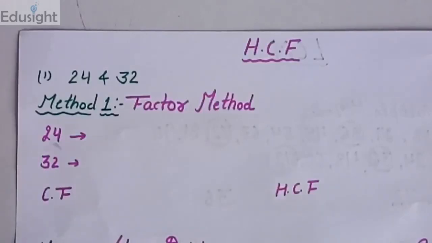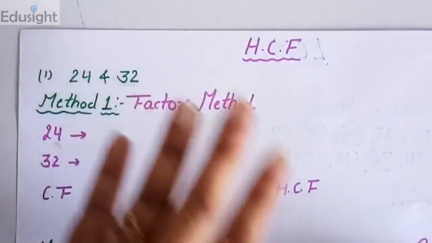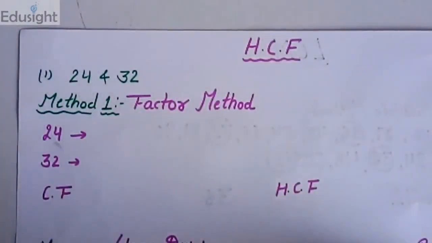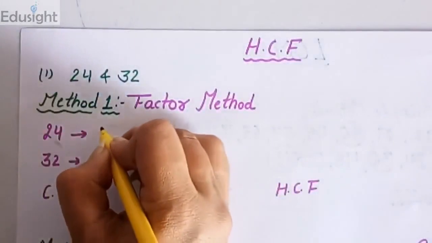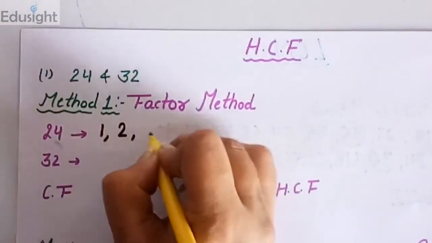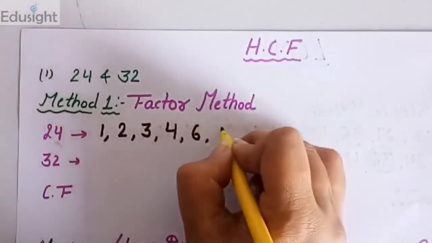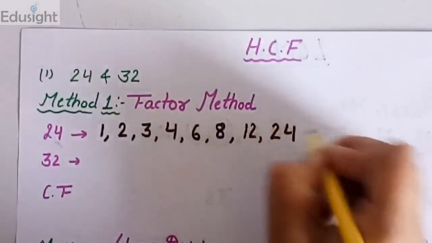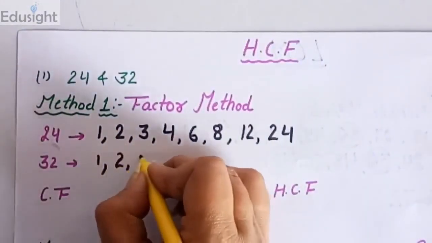Now next concept is HCF, which means highest common factor. So here I have taken two numbers, 24 and 32. For HCF we'll also discuss 3 methods. So first is the factor method. Here we will write down the factors of both the numbers. Factors of 24: 1, 2, 3, 4, 6, 8, 12 and 24. Now factors of 32: 1, 2, 4, 8, 16 and 32.